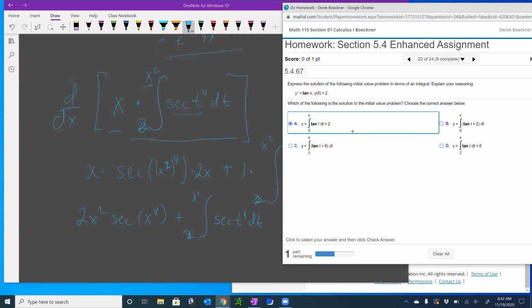This one, when I put an 8 up here, I'm finding an area between 2 and 8 of this stuff, which is very likely positive or negative. The tangent's positive and negative, but it's probably not going to be equal to 2. And the derivative's not going to be just the tangent of x either. It's going to be the tangent of x plus 8. So this one doesn't have the right derivative. This one would have the right derivative, but when I plug in 8, I am very likely not going to get 2 out, because the integral from 2 to 8 of the tangent is probably not negative 6. Okay. So I'm going to pick that one.